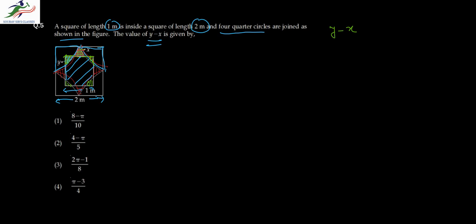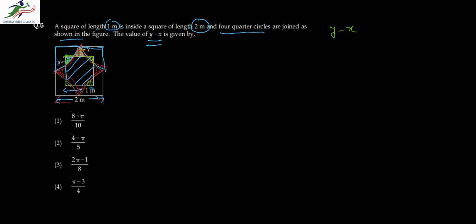Now what we also know is that if I subtract from the bigger square the area of these 4 quarter circles, then I will get the area bounded inside these curved lines. So this is the logic. Now then it becomes very simple.